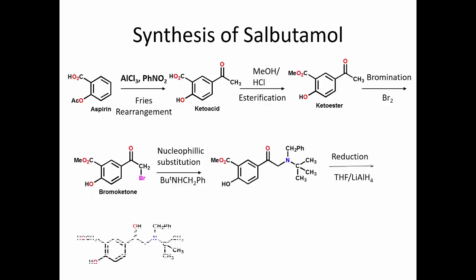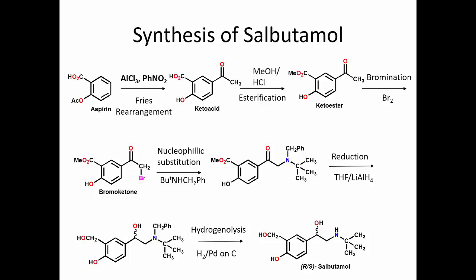Consequential reduction of the ketone in the presence of lithium aluminium hydride in THF gives the secondary alcohol as a racemate. Hydrogenolysis using hydrogen and palladium on carbon finally gives salbutamol as a racemate.